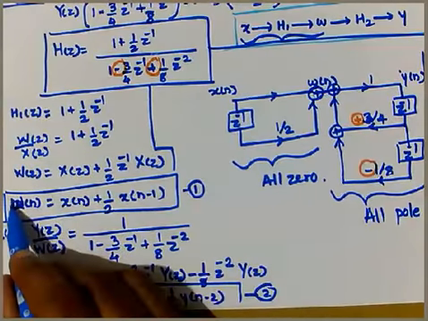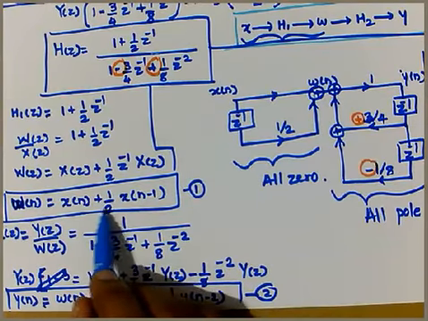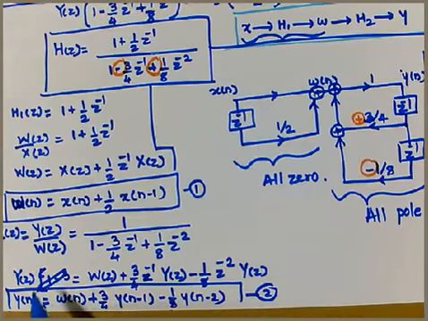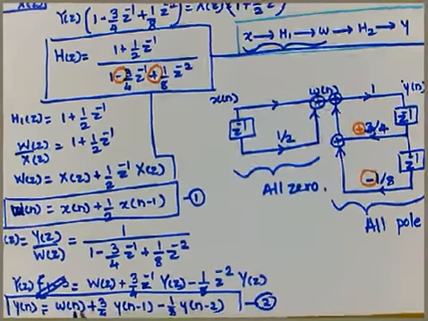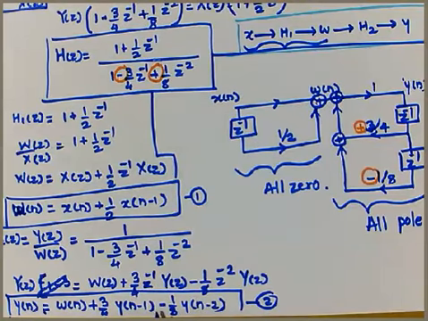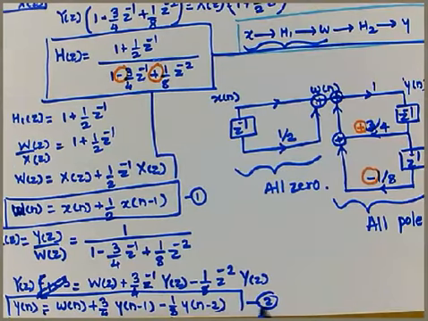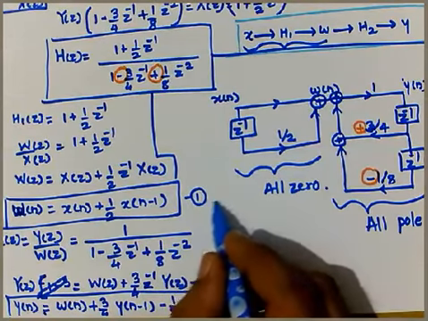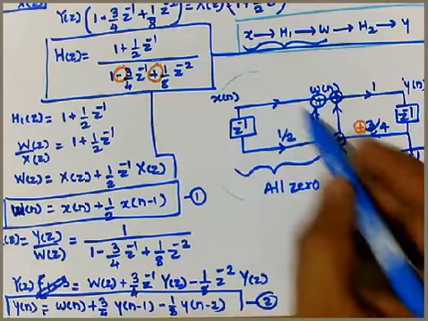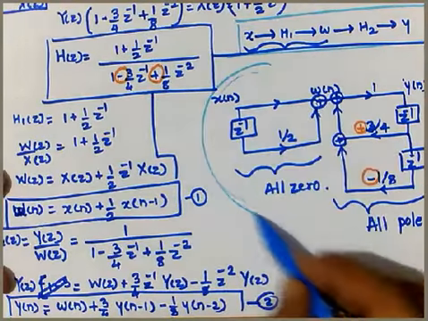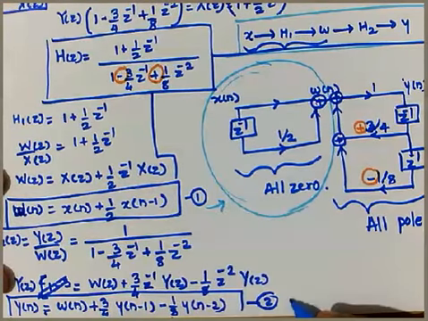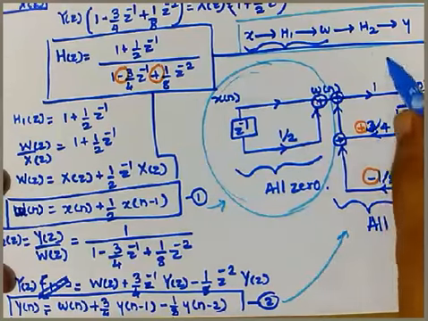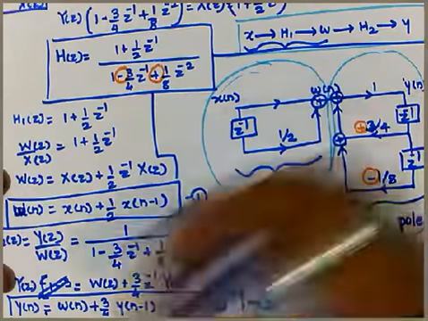Here the equation which we got for w of n is w of n = x of n + 1/2 x of n-1, and for y of n it is y of n = w of n + 3/4 y of n-1 - 1/8 y of n-2. That is equation number 2. Equation 1 is responsible for this left side part, the all zero system, and equation number 2 is responsible for this all pole system.